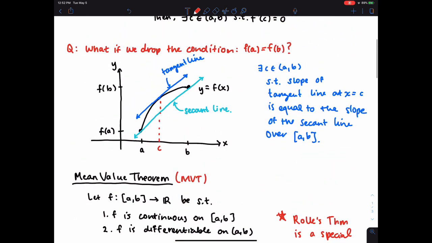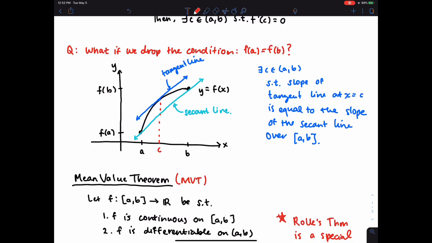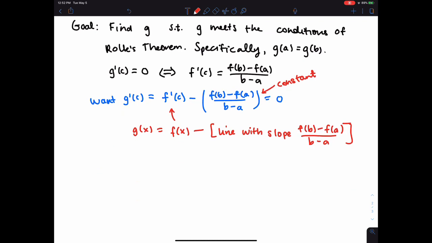Remember, in our picture, that line was exactly the secant line. And it turns out if I take the function and subtract the secant line, because the secant line and f have the same values at the endpoints, those being intersection points, when I subtract those two functions I'm going to end up getting 0. So this seems to meet the conditions I'm looking for. If I take g of a, for example, that's going to be f of a minus the value of the secant line at a, which is just f of a. So that would be 0, and you get the same thing if I plug in b.